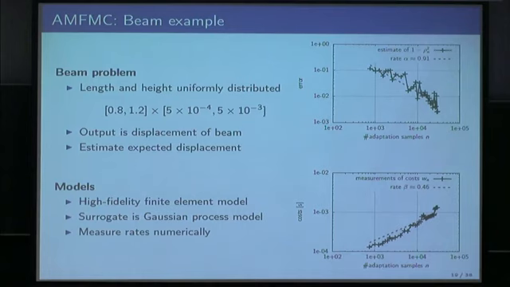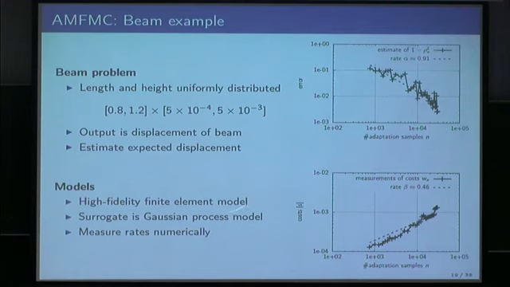Okay, now all that I have shown was in this pre-asymptotic regime where we have a faster decay of the error than in the asymptotic regime. I want to show you a second example where we actually see these two different behaviors. Here this is a beam problem where the beam is attached to the wall on the left, and then there's a force applied to the beam, and we're interested in the expected displacement after a few time steps. The inputs are the length and the height, which are uniformly distributed, and as I said, the quantity we want to estimate is the expected displacement.